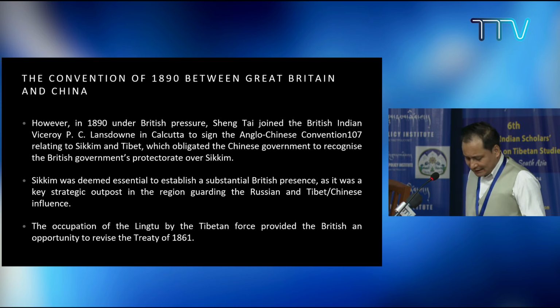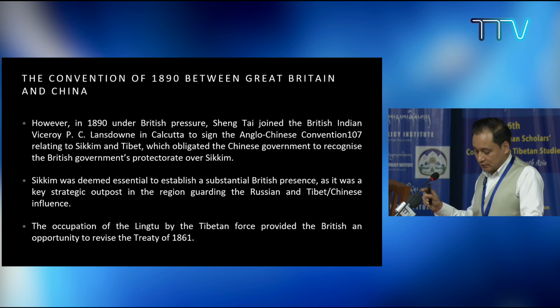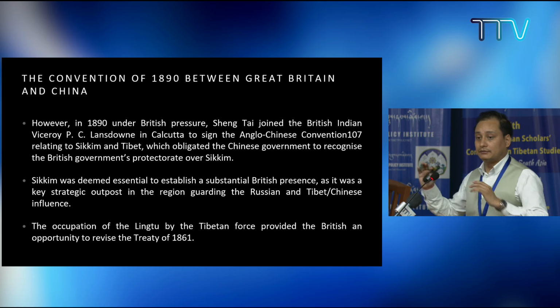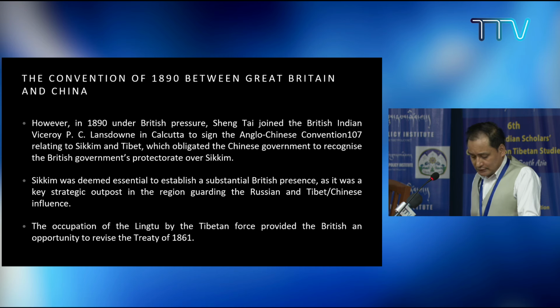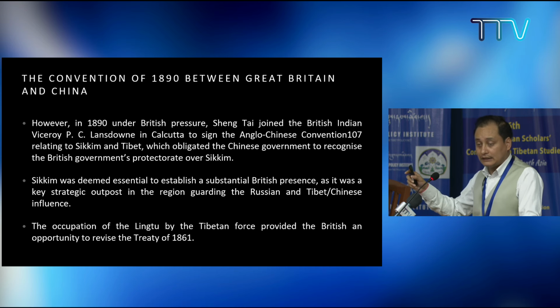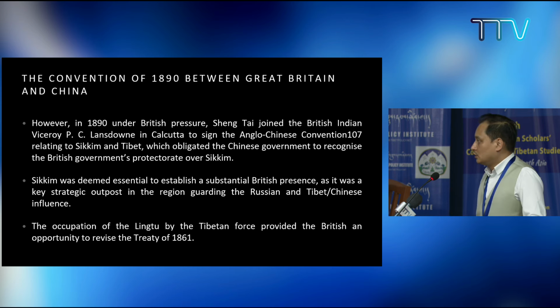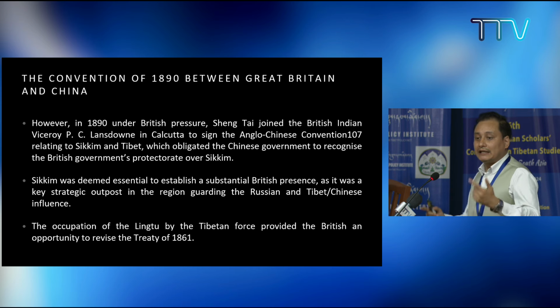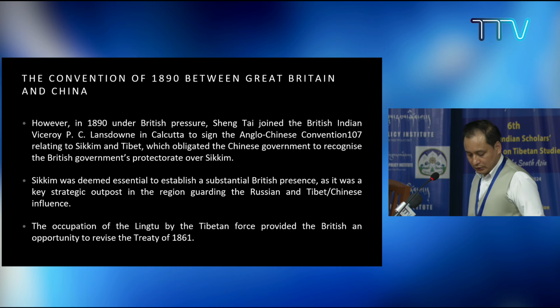Sikkim was deemed essential to establish a substantial British presence because of the Great Game. Sikkim was a key strategic outpost in the region, guarding against Russian and Tibetan-Chinese influence. So this became an international factor for the demarcation of the boundary between the two states.